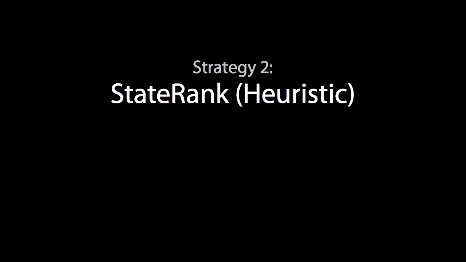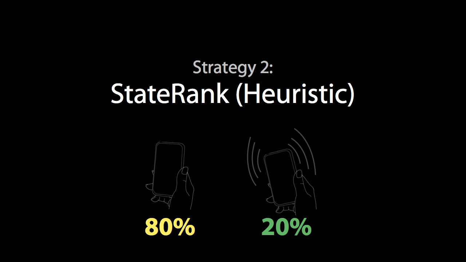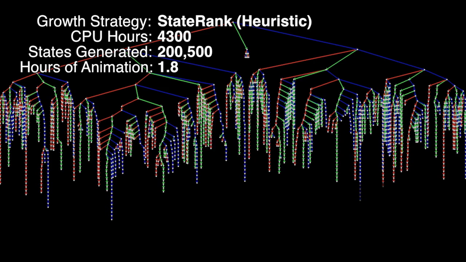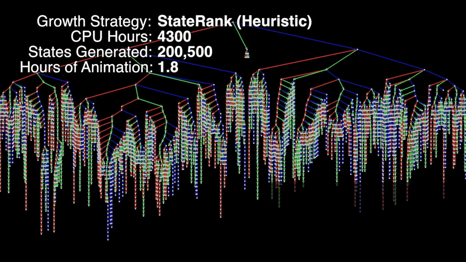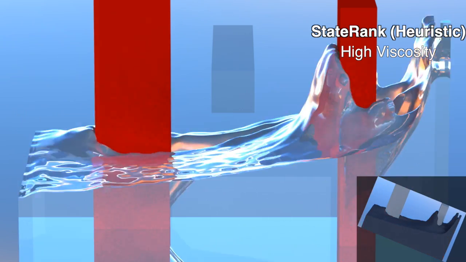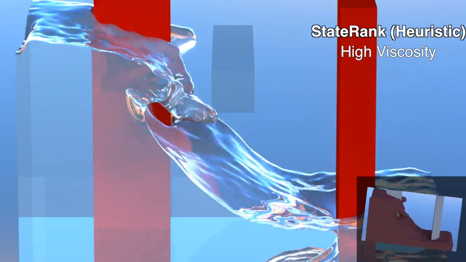To address this problem, our state rank algorithm minimizes expected error using a heuristic user model. Suppose the user holds the phone still 80% of the time and rotates the phone 20% of the time. This state rank strategy uses a similar amount of computation, but produces a tree which looks quite different. And we see far fewer artifacts when the user starts actually playing the game. However, when we lower the viscosity, we still see significant artifacts.